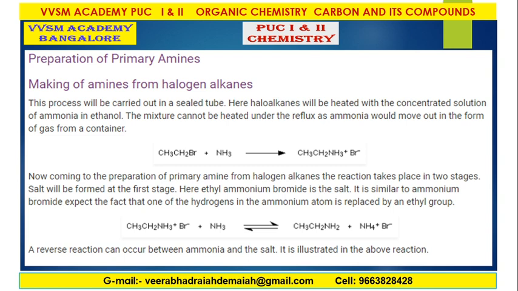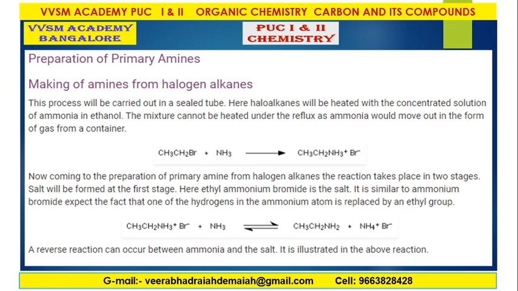In chemistry, whatever compounds we are going to study, for each and every compound or chemical, we can discuss preparation, properties, uses, structures, etc. Preparation of primary amines: making amines from halogen alkanes. Halogen alkanes, that means alkanes derived from halogen. What is halogen? In Greek terminology, halo means salt, gen means producer. Halogen means salt producer.